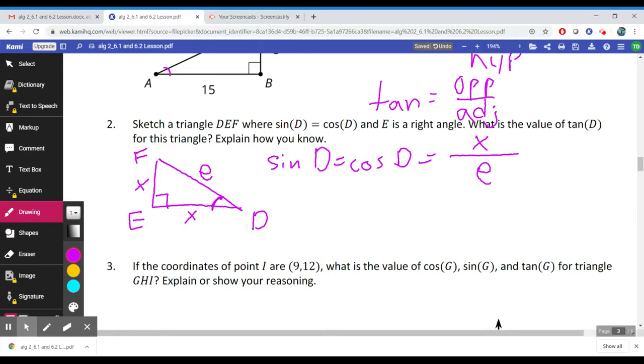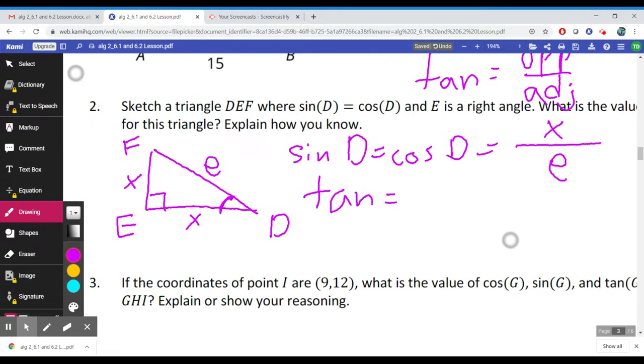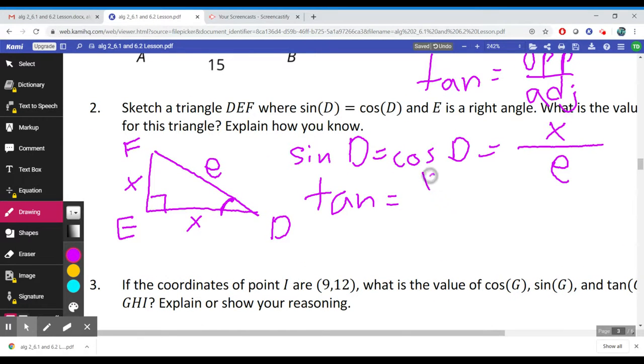What is the value of tangent D for this triangle? Well, we know that tangent is equal to the opposite divided by the adjacent. Here our opposite side is x, and our adjacent side is also x. So what we have is some number divided by itself. And we know that any number divided by itself is equal to 1. So when the opposite and the adjacent sides are equal to each other, the tangent will always be 1.